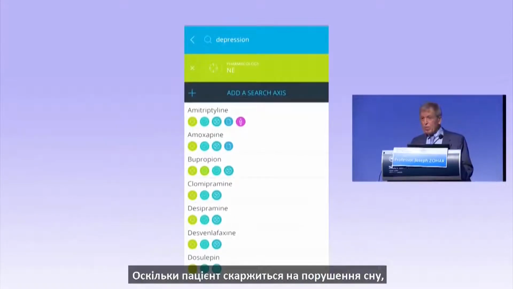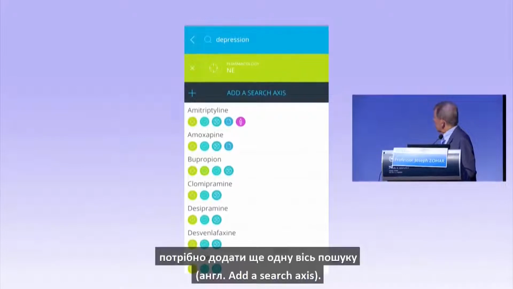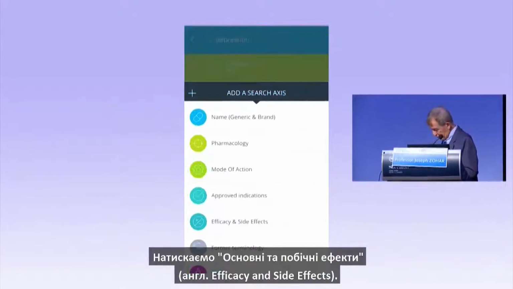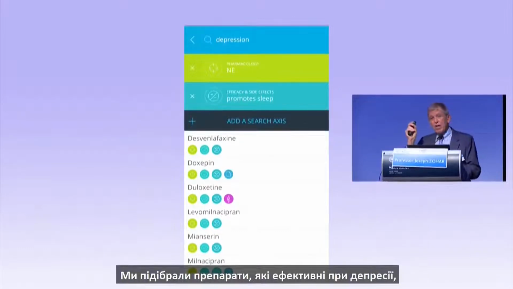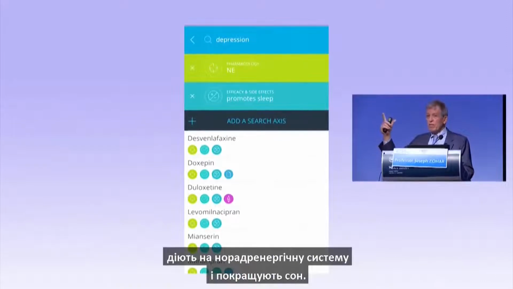But as you remember, the patient also complained about sleep. So we are going back to add search axis, and then we are pushing on efficacy and side effect, typing promote sleep. So now we are zeroing down on medication that work for depression via the noradrenergic system and promote sleep.